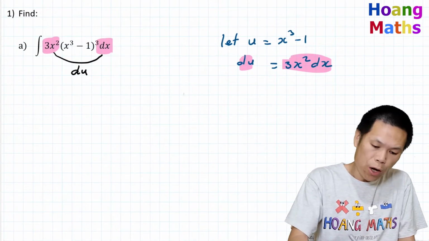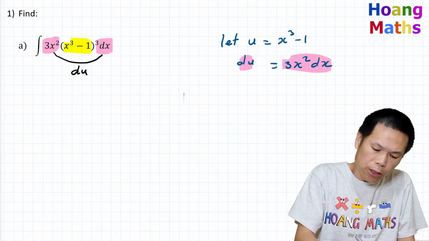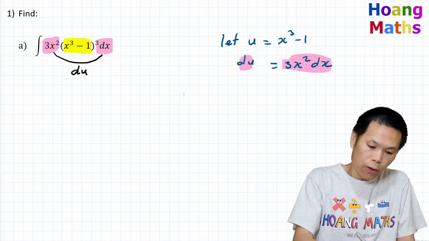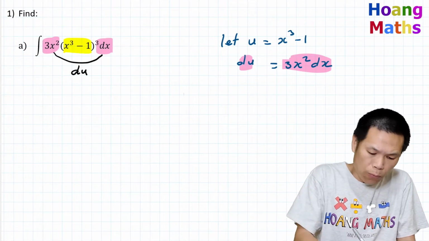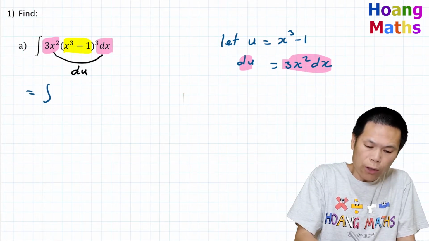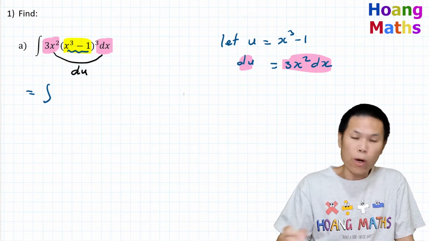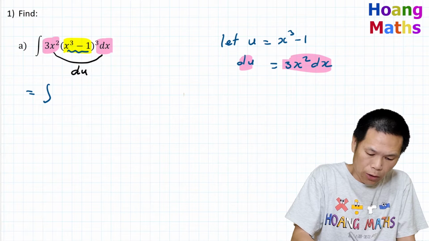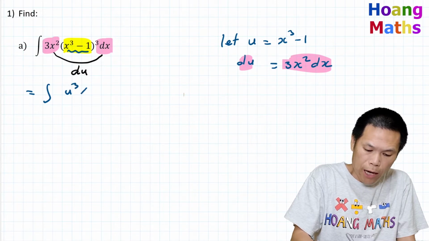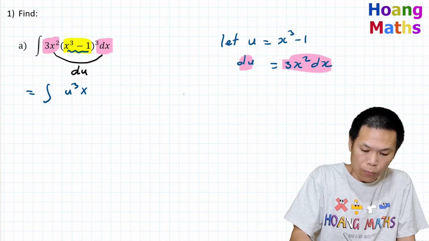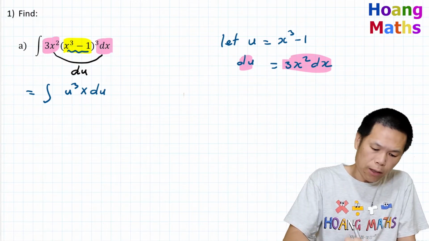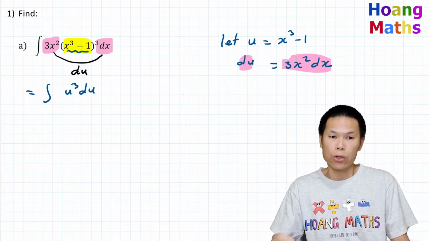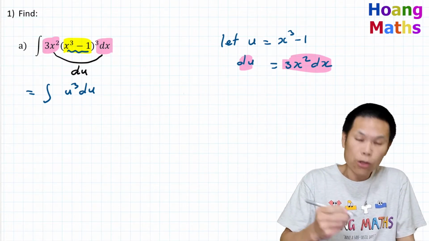Now we know that u is equal to x to the power of 3 minus 1. So therefore, let me replace with u. This is equal to the integral of x to the power of 3 minus 1, which is u, and the power of 3 means u to the power of 3, and we multiply by du. So we can write the integral of u to the power of 3 du. That's all. So now I just integrate u to the power of 3.